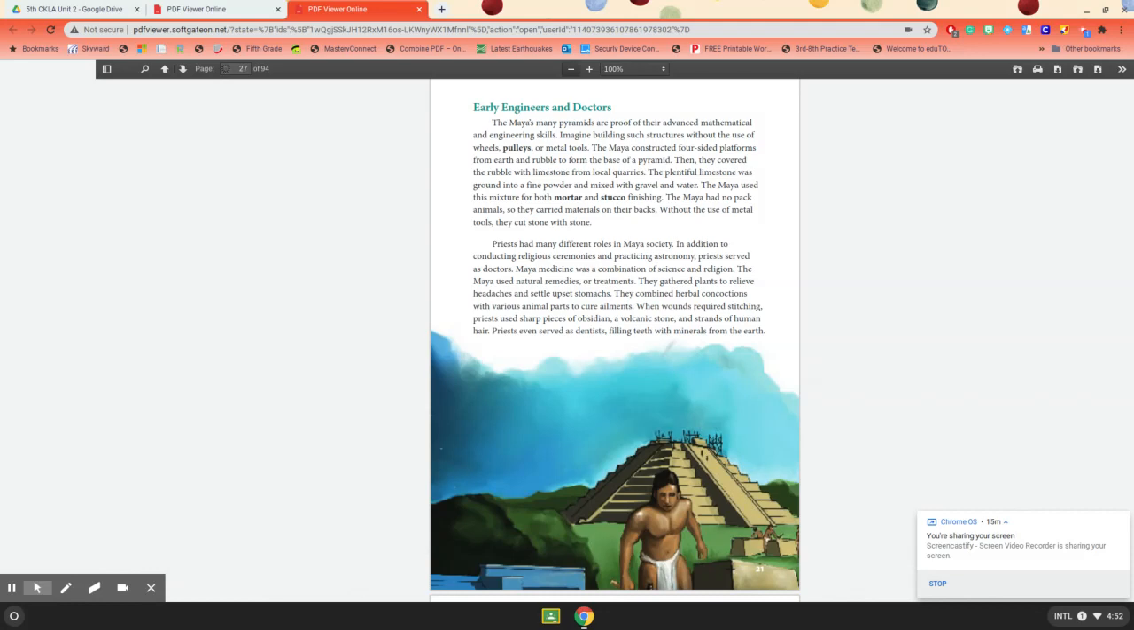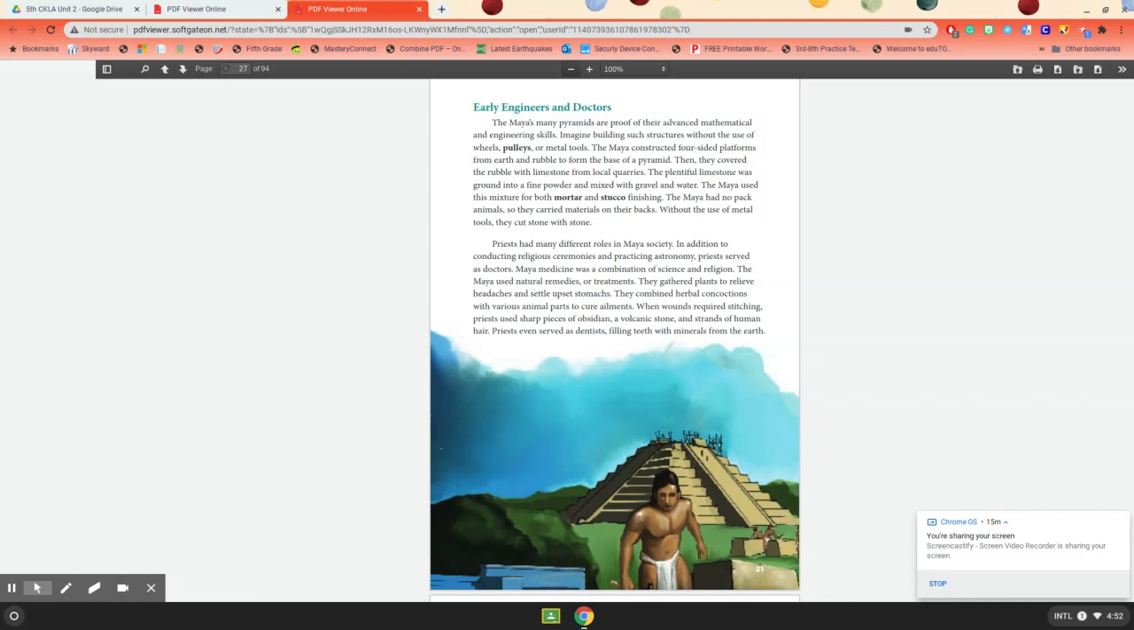The Maya used natural remedies or treatments to gather plants to relieve headaches and to settle upset stomachs. They combined herbal concoctions with various animal parts to cure ailments. When wounds required stitching, priests used sharp pieces of obsidian or volcanic stone and strands of human hair. Priests even served as dentists, filling teeth with minerals from the earth.